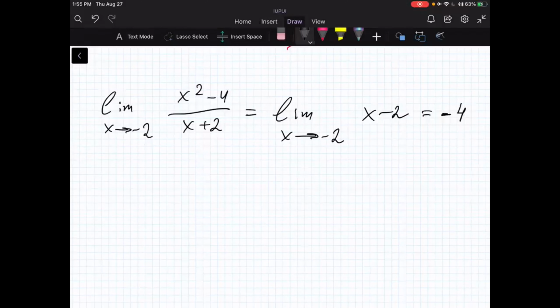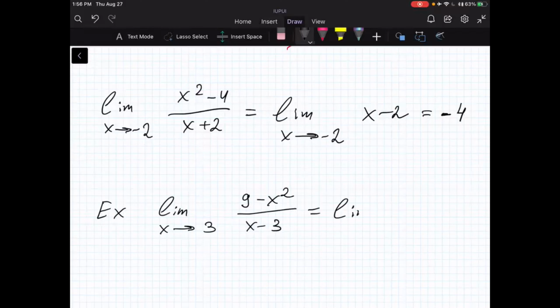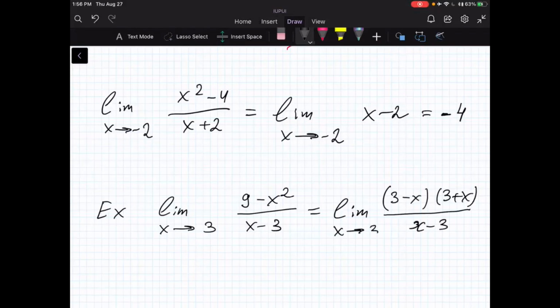Let's do another example. Say the limit when x goes to 3 of 9 minus x squared over x minus 3. And again, if you naively substitute, you will get 9 minus 9 over 3 minus 3, which is 0 over 0. But again, you can factor it out and see some cancellation. So it's 3 minus x times 3 plus x divided by x minus 3 when x goes to 3.